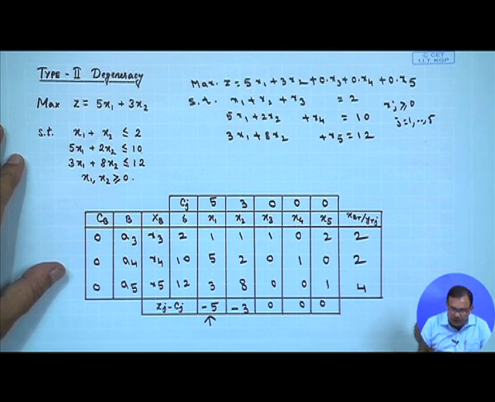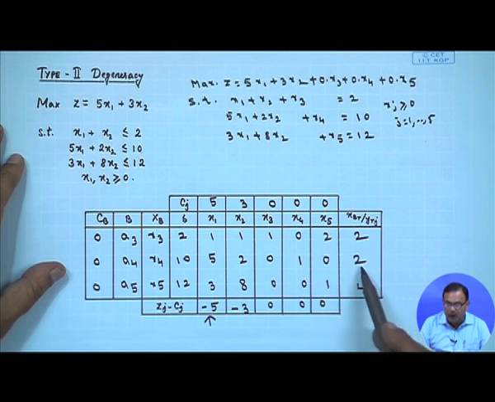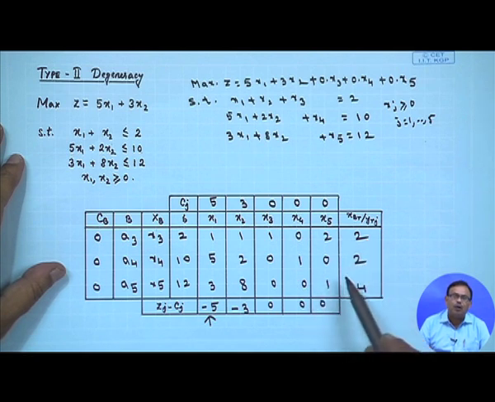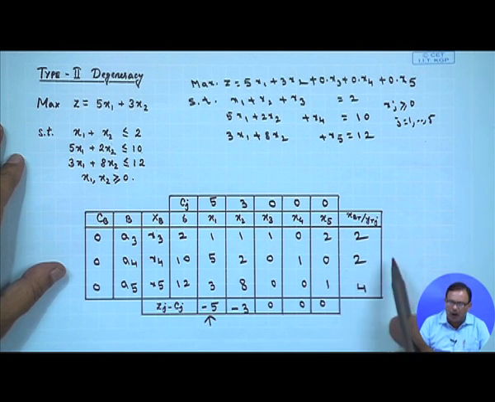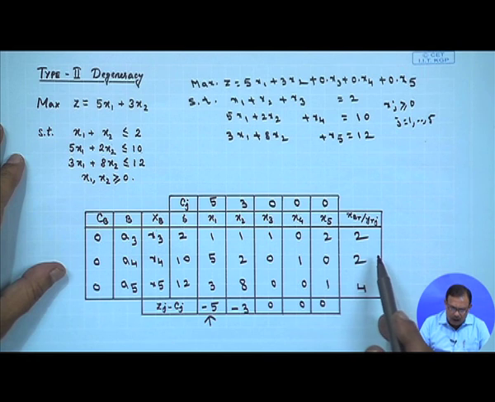So the question comes now: if you see the ratio column, more than one element has the same value, in both cases it is 2. So that is a tie, and whenever there is a tie, if you go for the next iteration by choosing any one of them, then degeneracy will occur. From the theorem we can tell that much.